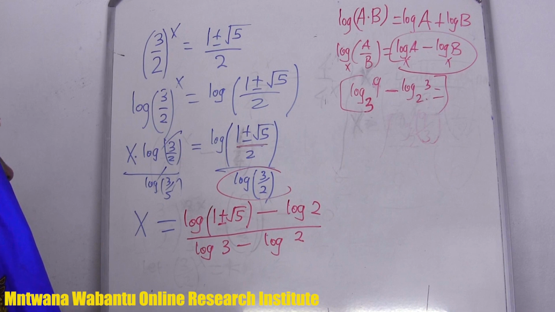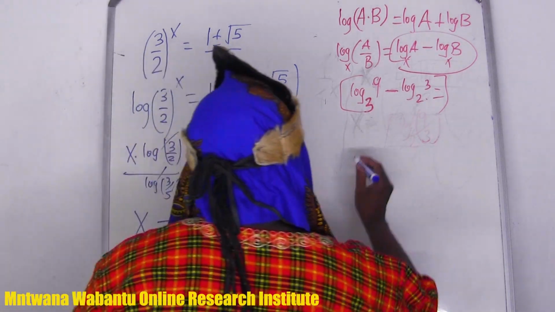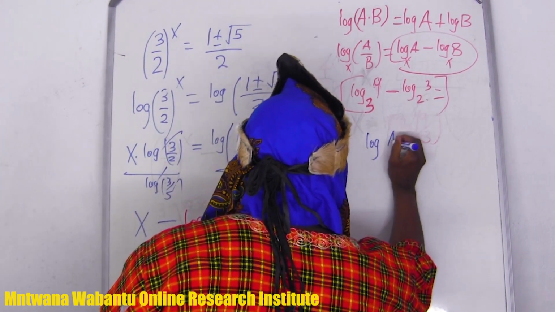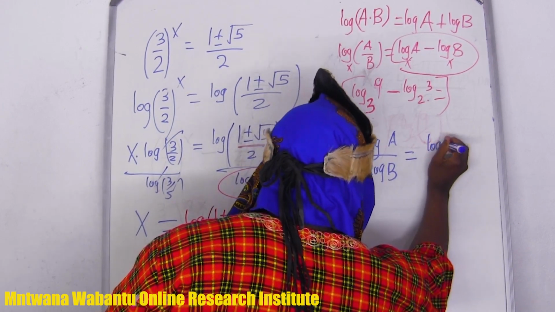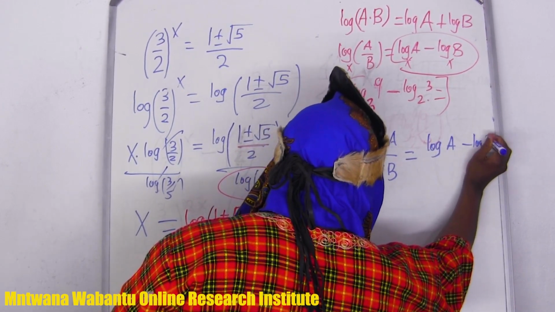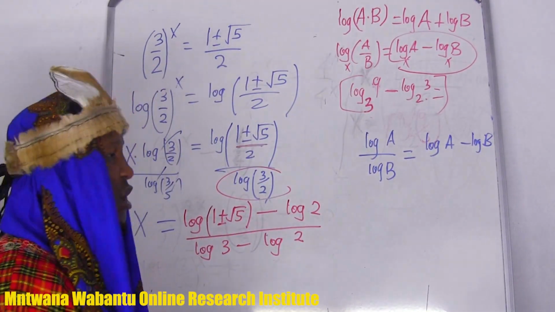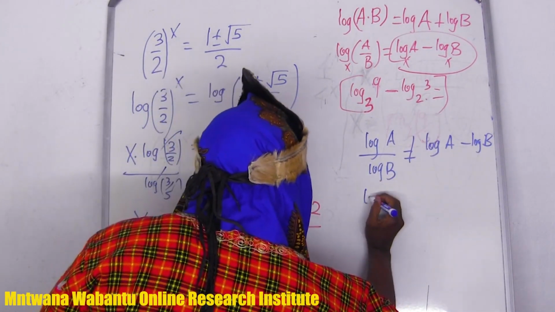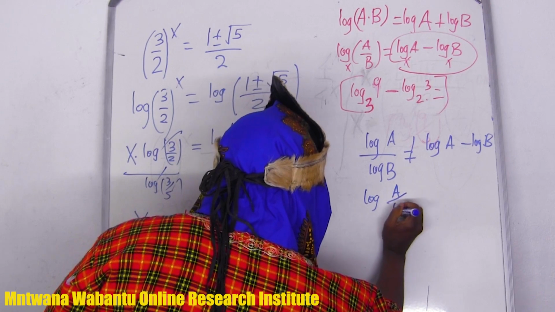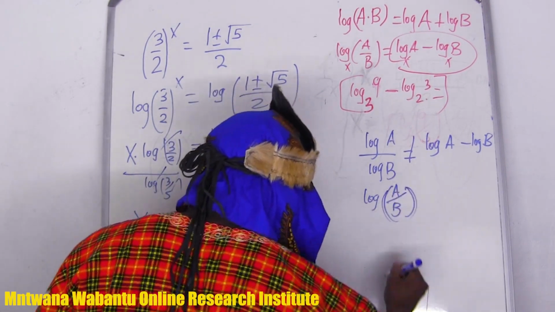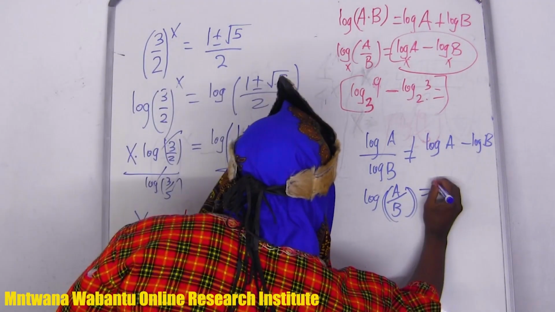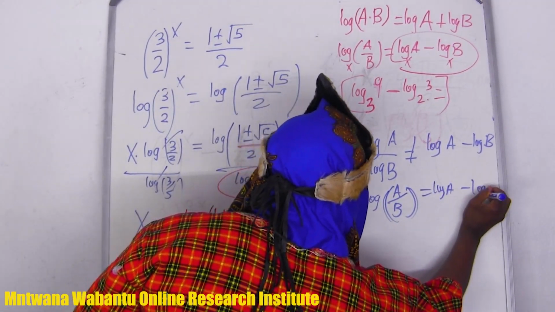Okay? So don't ever say, let me explain something. If somebody gives you log of A over log of B, don't ever say this is equal to log of A minus log of B. Wrong. You cannot say it equals that one. Only if it's log of A over B, you see? Only when these are in the single bracket, then you're going to say this is equal to log of A minus log of B.